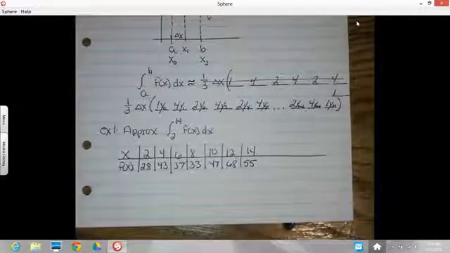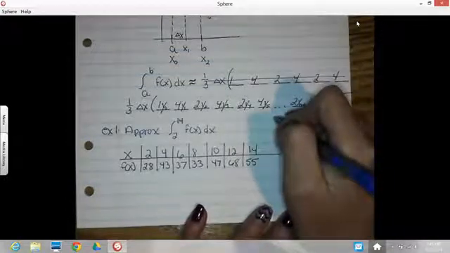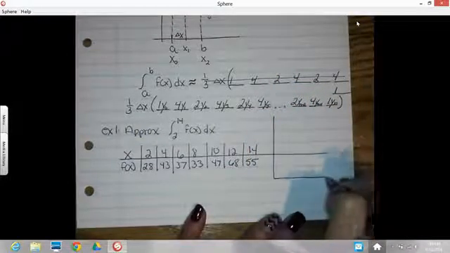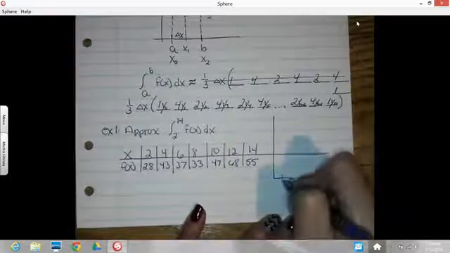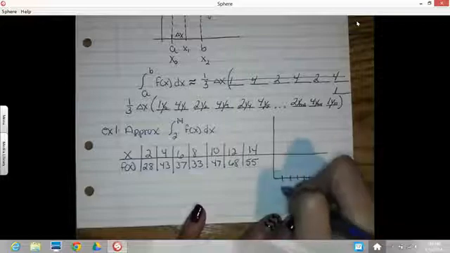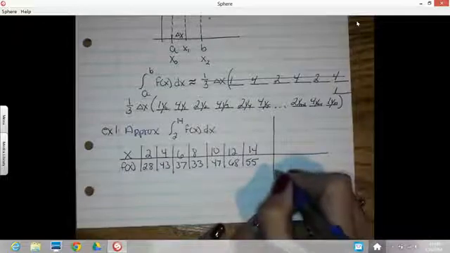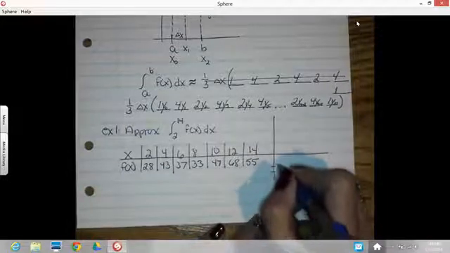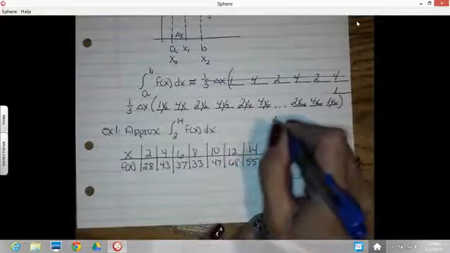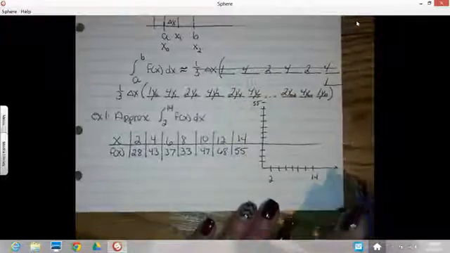If we take the time to make a quick little sketch of this, I wish I hadn't made that line quite so long. So 2, 4, 6, 8, 10, 12, 14. Squeeze that in there. I need my graph to go up to 55. So if I go 5, 10, 15, 20, 25, 30, 35, 40, 45, 50, 55. I went by 5s and made it kind of small. I'm just going to do a quick sketch.